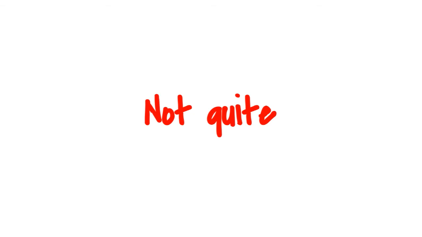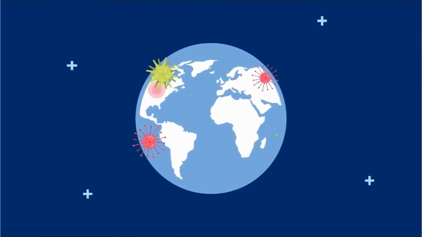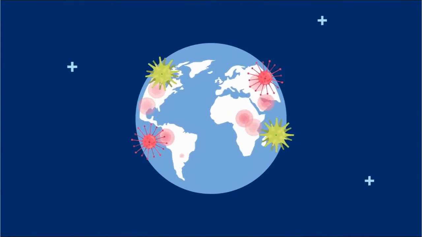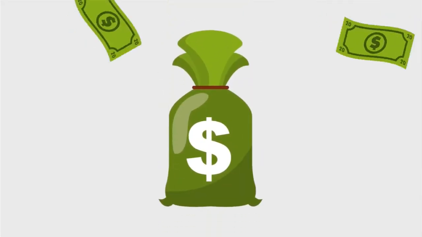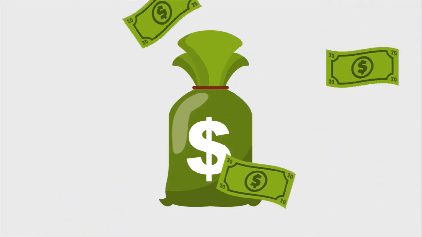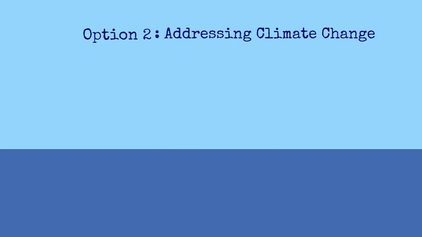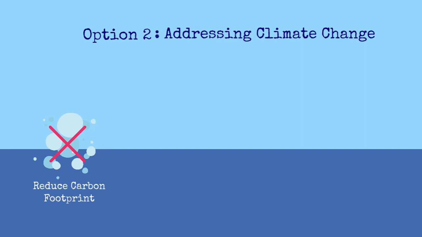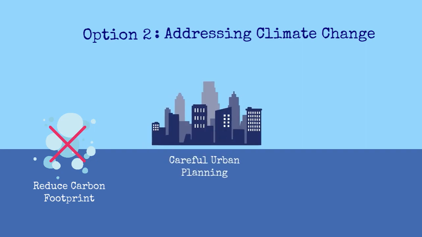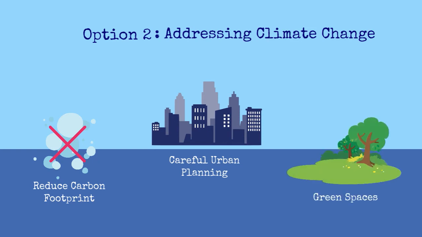Well, not quite. It's important to remember that this is a global issue, and as outbreaks occur, not all public health departments are going to have the same access to resources as other departments in different parts of the globe. And this brings us to our second option, addressing the cause of these vector increases, climate change. And while there are a number of ways in which we can monitor and address our contributions to climate change, a lot of these ideas are going to revolve on reducing our carbon footprint, using more careful and deliberate urban planning to make our cities more sustainable, and increasing the number of green spaces.